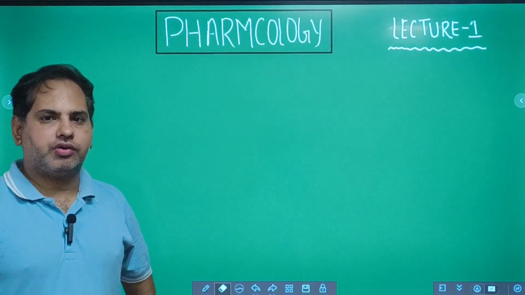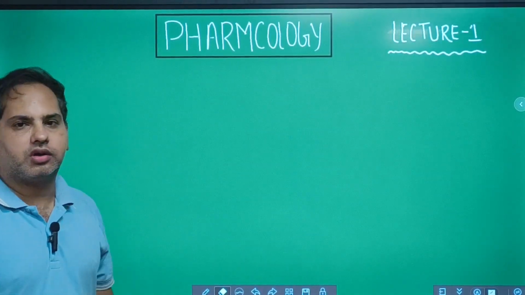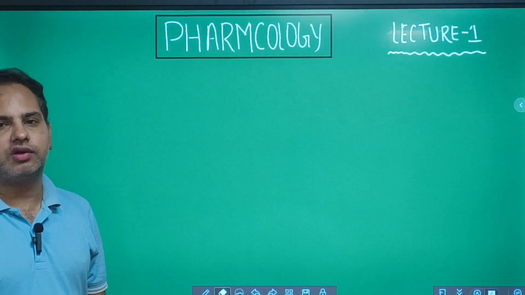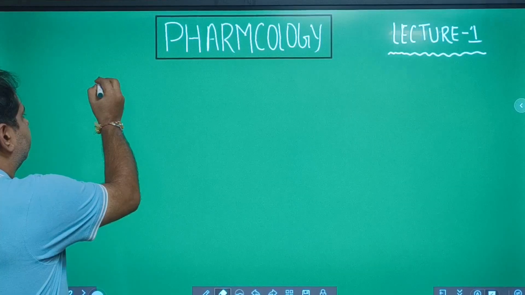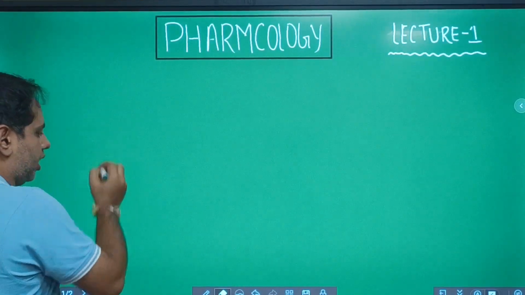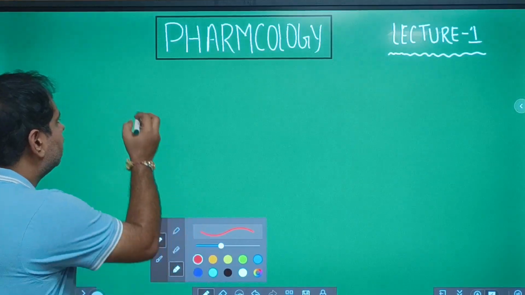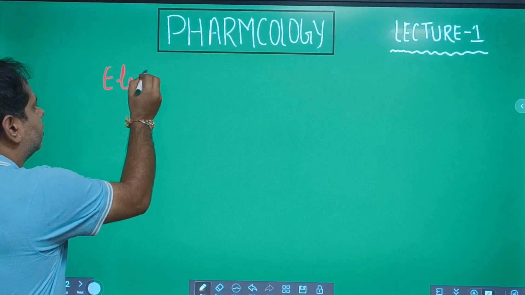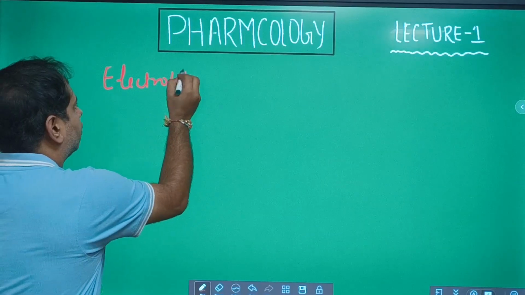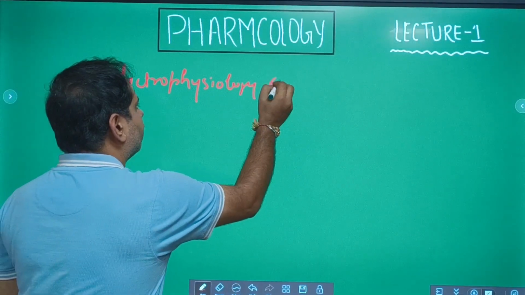So today we are going to discuss B.PHARM 5th semester unit 1, that is about drugs acting on cardiovascular system. So in drugs acting on cardiovascular systems, first part is electrophysiology of heart.